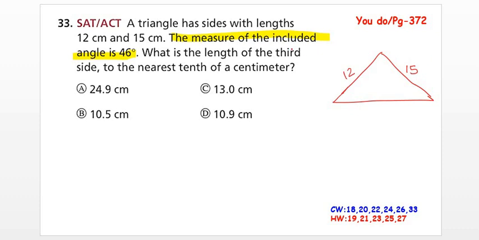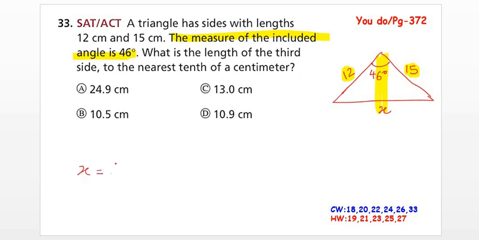Now read these words very carefully. They are saying the measure of the included angle is 46. That means in between these two sides, the angle is 46 degrees. And now they are saying find the third side. This is the third side that is unknown, right? Now it's the case of the cosine law, because the sides in which the angle is included are given. So you have to use the law of cosines to find the value of x.